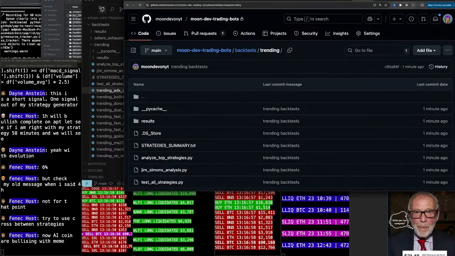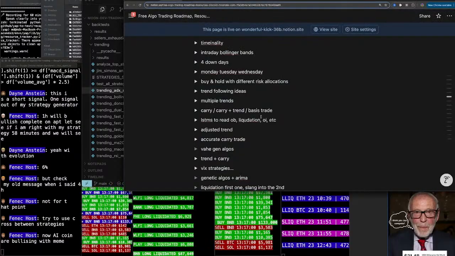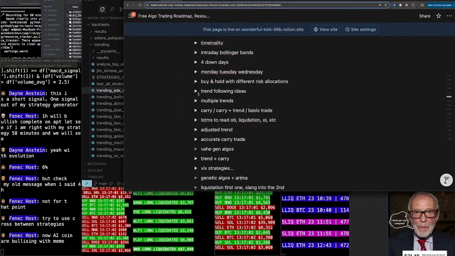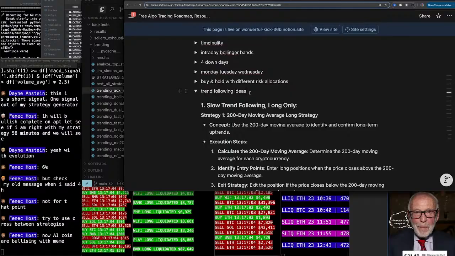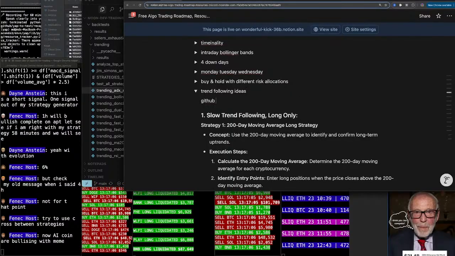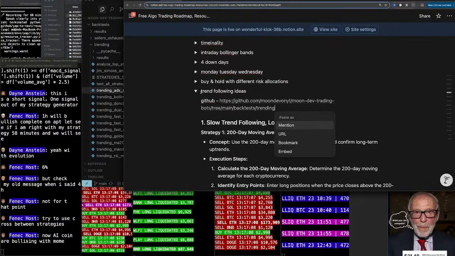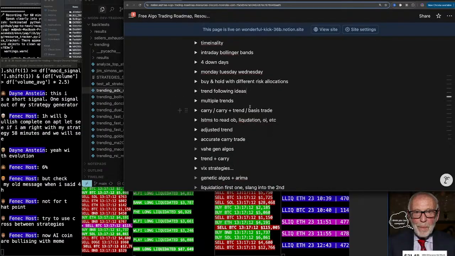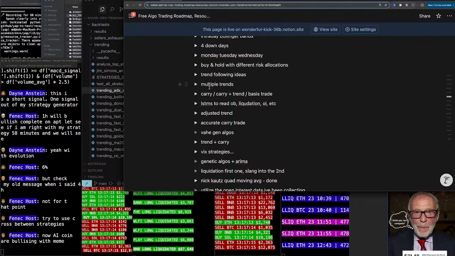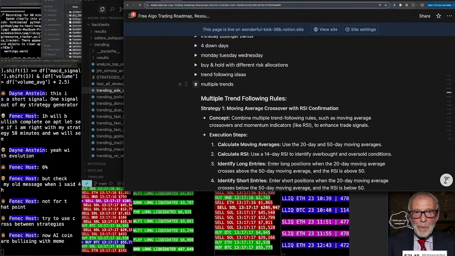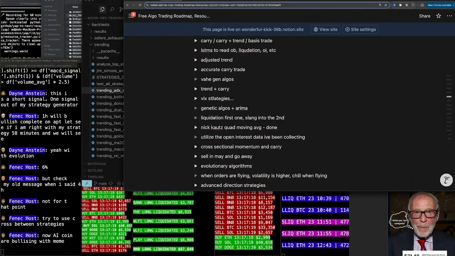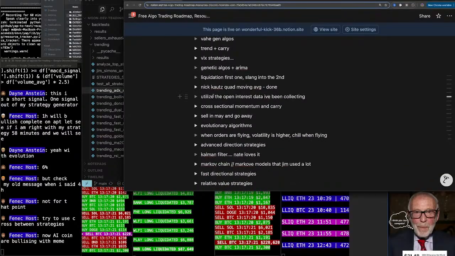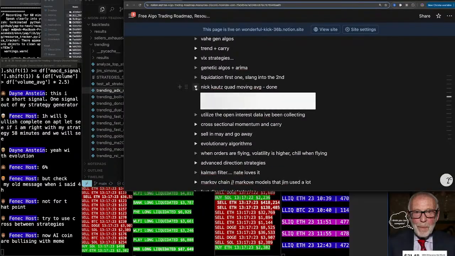So let's grab those trendings here and let's make them go here on the trend following ideas. GitHub. Multiple trends. Quad moving average done, I said.